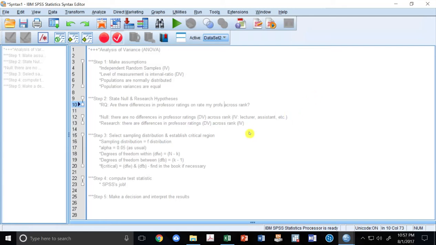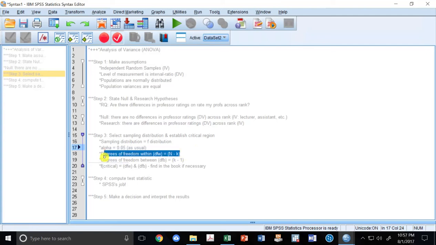Step 3 here, select sampling distribution to establish a critical region. The sampling distribution here is the F distribution. It's just like the t distribution or the z distribution. It's just a different type of distribution that can work with multiple groups. Alpha, we typically set our alpha at 0.05. This is done by the researcher. It's setting our confidence levels.